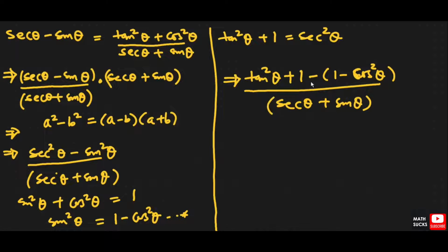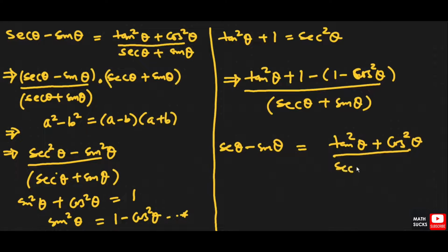If we open up the brackets, we can see that this is minus 1, which is going to cancel that, and then minus minus goes to positive. And so then we can say that sec theta minus sine of theta is equal to tan squared of theta plus cos squared of theta, everything over sec of theta plus sine theta.